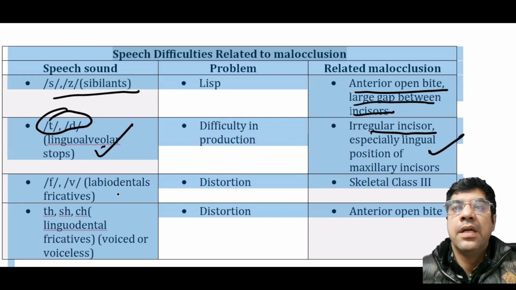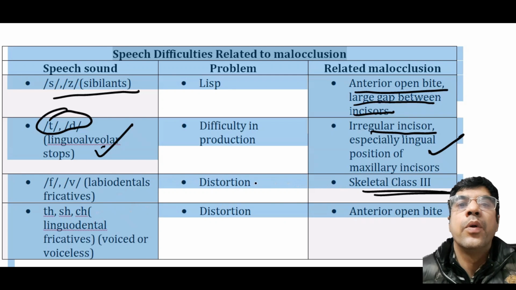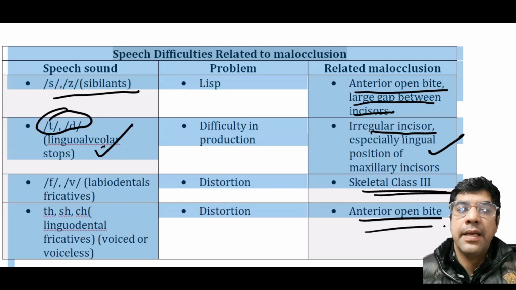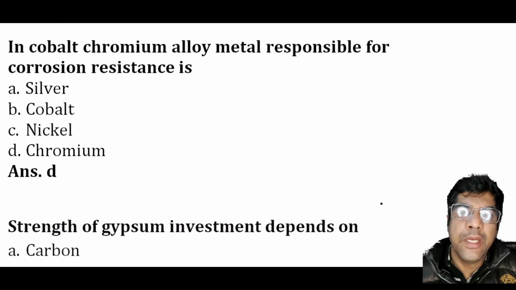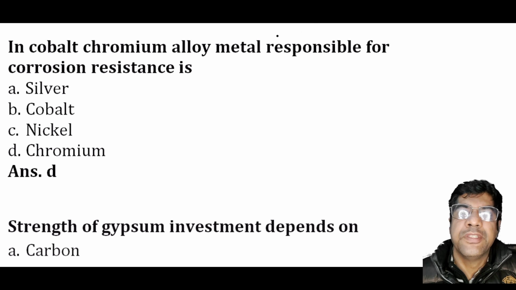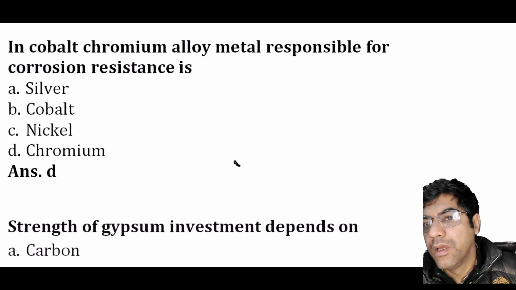Labiodental fricatives, as stated in the question, are due to the skeletal class 3. And sounds like linguodental fricatives, TH, SH, CH, are due to the anterior open bite. Now coming to the next question, in cobalt chromium alloy, the metal that is responsible for corrosion resistance is the chromium.